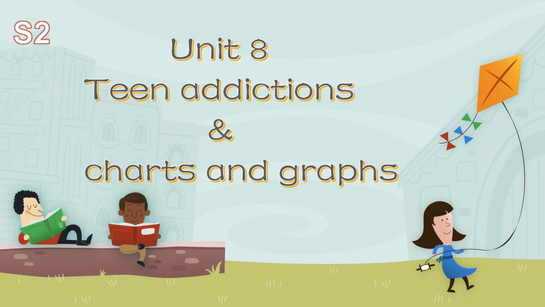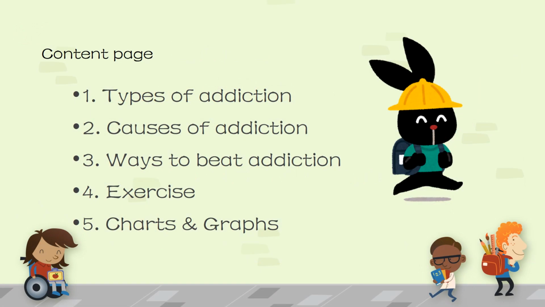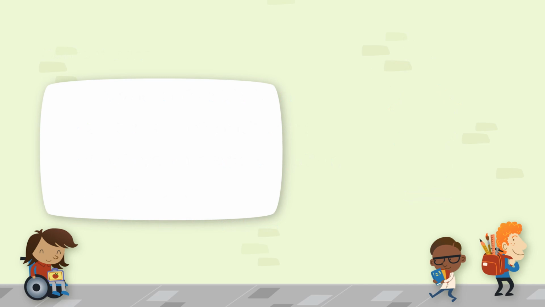Today we are going to talk about teen addictions and charts and graphs. First, we are going to talk about types of addiction, and then we are going to talk about causes of addiction, ways to beat addiction, and then we'll do some exercise. At last, we will talk about charts and graphs. So let's start with types of addiction.